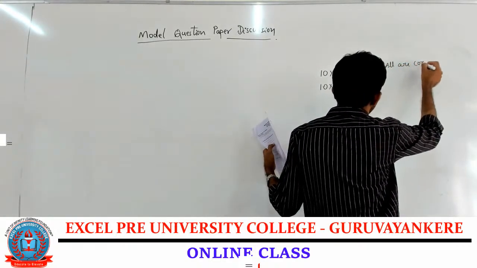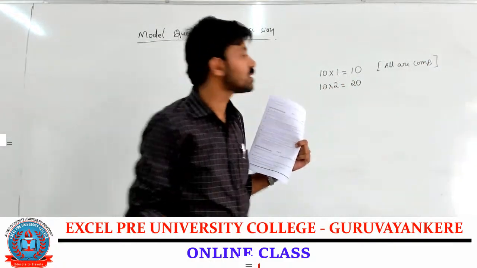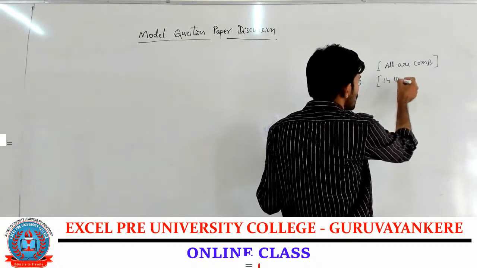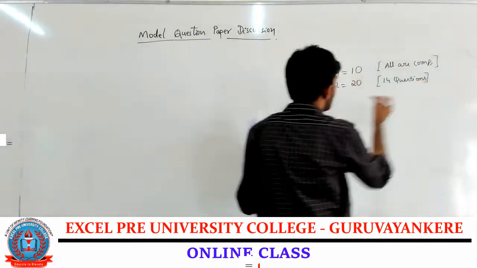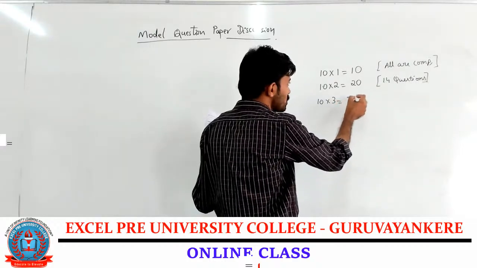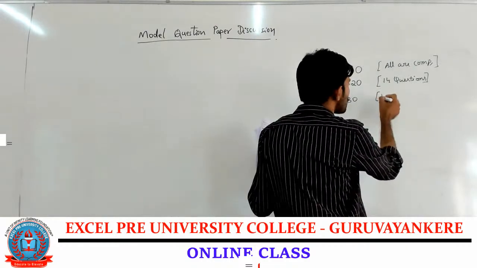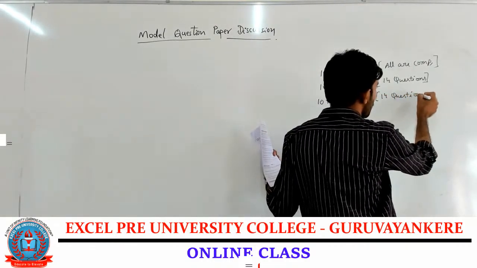All questions are compulsory, no choice. Next, 3-mark questions: there are 10 of them. Here they give 14 questions and you have to answer 10 questions. Again, they'll give you 14 questions and you have to answer 10 questions.